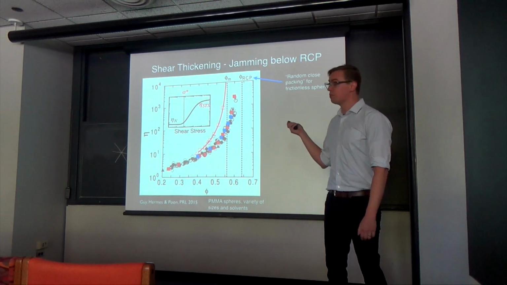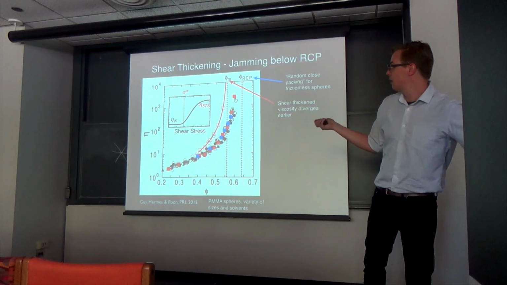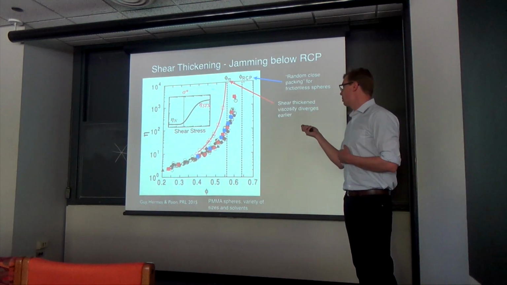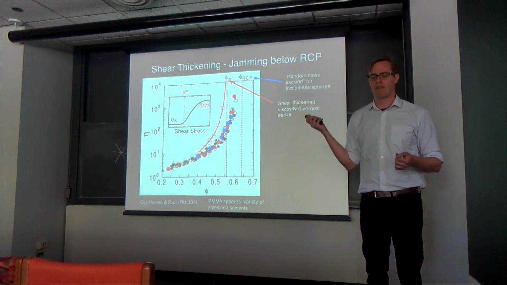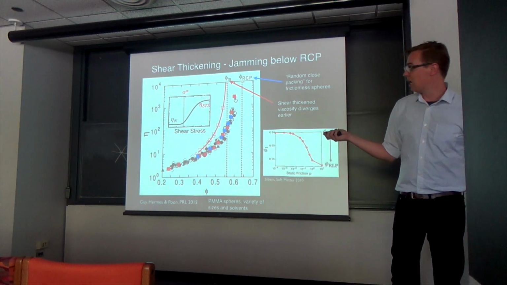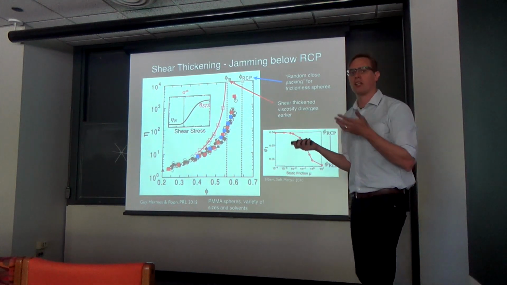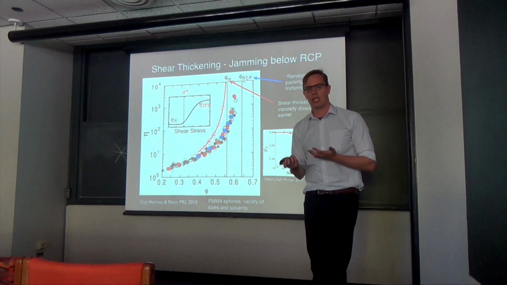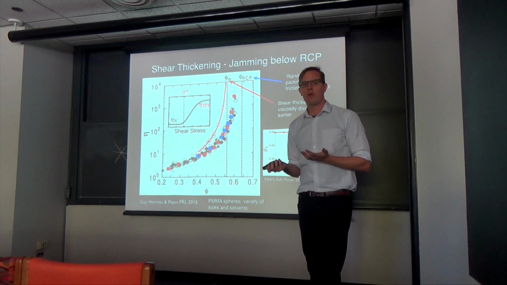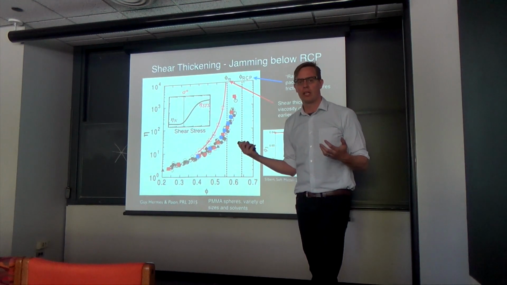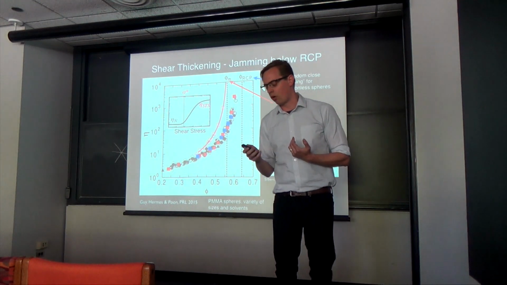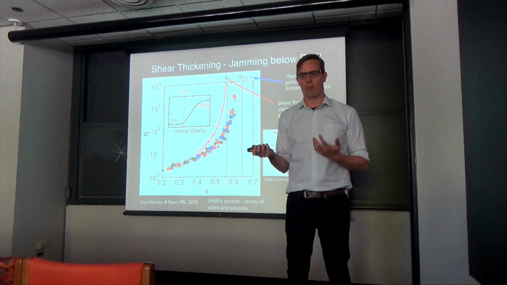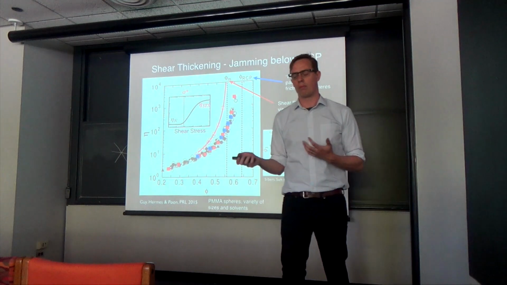But this shear thickened plateau is diverging earlier, at a lower volume fraction, somewhere around 55 or 56 percent. So this is very reminiscent of a scenario we have in granular materials. If you have frictionless hard spheres, they will jam around what they call random close packing, something around 64 percent, depending on the details of how you prepared them.